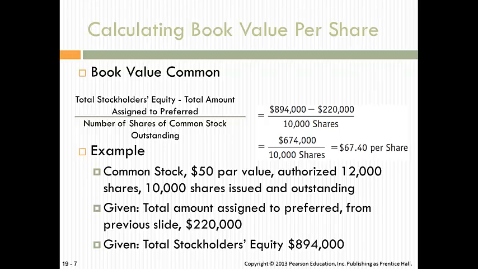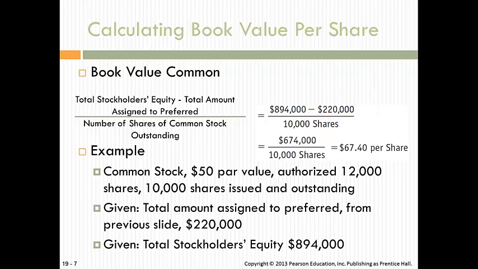Now let's determine the book value of common shares. We have common stock with par value of $50. 12,000 common shares are authorized, and 10,000 have been issued and are outstanding. Total stockholders' equity is $894,000. Remember, when we have both preferred and common stock, we determine the book value for preferred stock first, which we did in the previous slide. Now, to determine the book value of common shares, we take the total amount of stockholders' equity, which was $894,000, and subtract the amount we allocated to the preferred shares in the previous slide, which was $220,000.